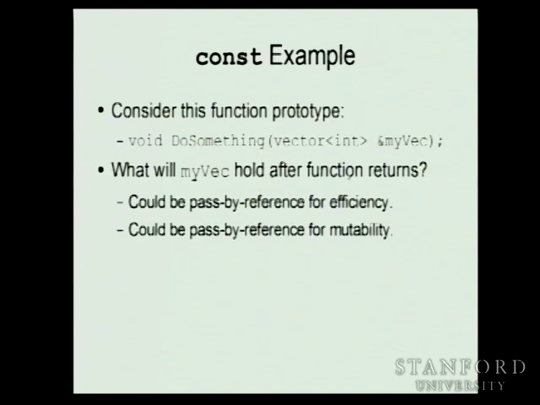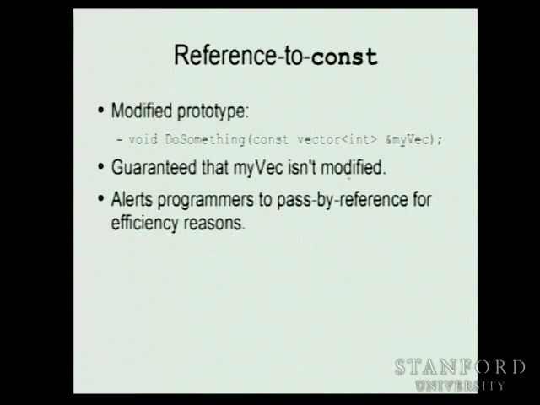The idea, though, and this is something you will see in professional code everywhere, is doing something like this. If I say void do something const vector and my vector, that says this vector can't be modified inside the function. It's kind of like handing this thing off saying, I'm giving you this value for efficiency reasons. Don't try to modify it. In fact, you can't modify it. It makes your code self-documenting. Someone looking at your functions can go, oh yeah, that's const. I can't possibly change anything there.